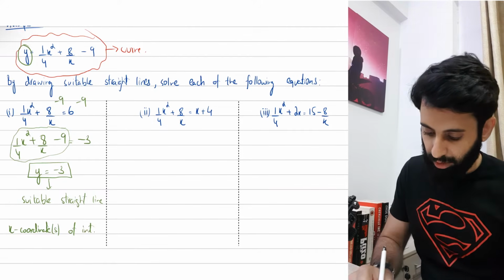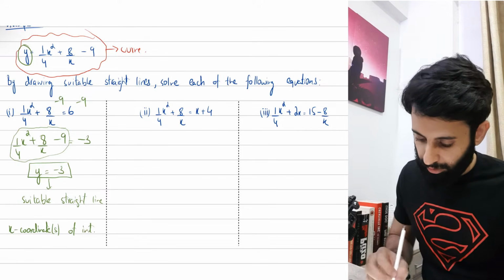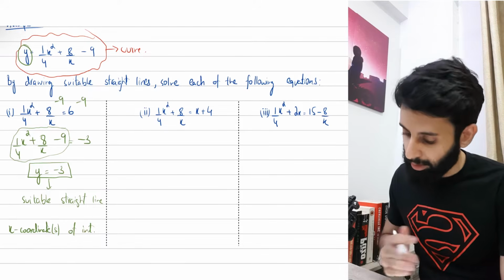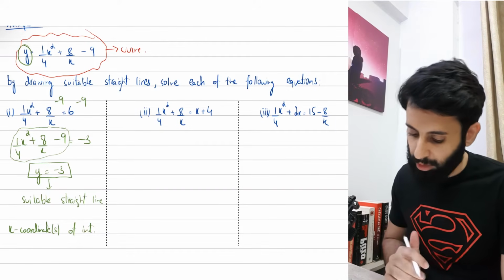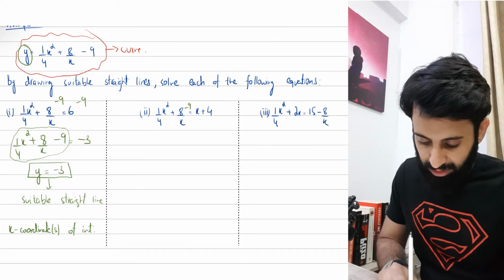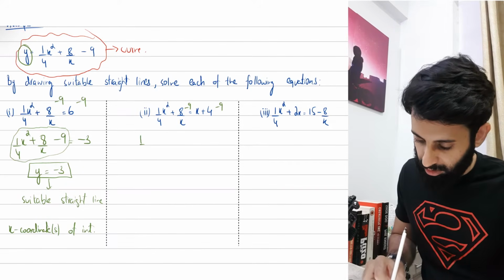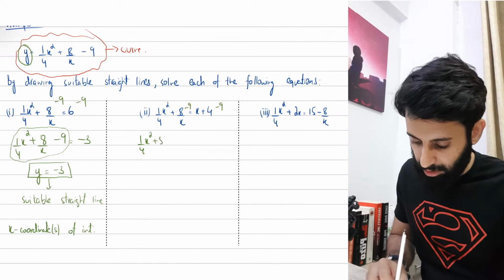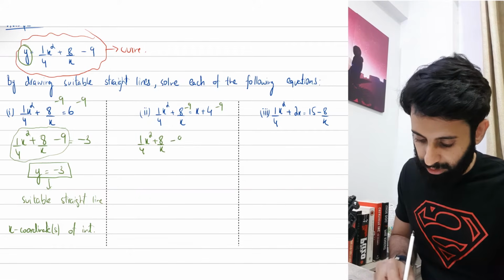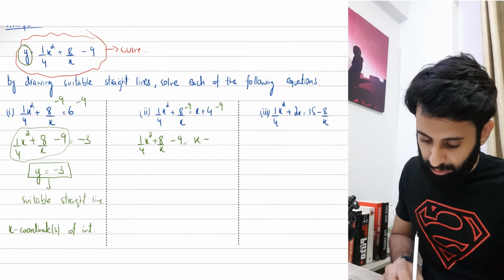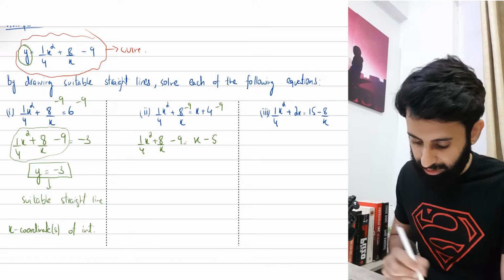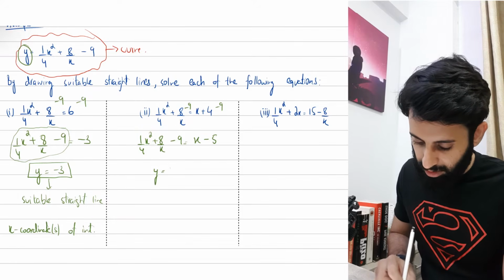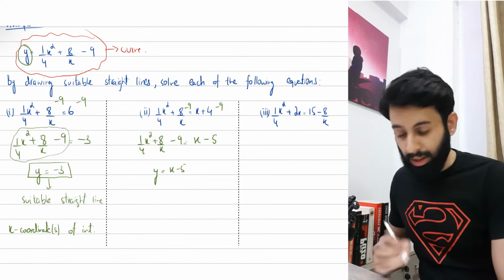Now let's have a look over here. Again, if we analyze, we have 1 over 4x squared in both, and plus 8 upon x in both. What's missing is the minus 9, so we'll do minus 9 on both sides. The second you do that, the left hand side looks like 1 upon 4x squared plus 8 upon x minus 9, equal to x plus 4 minus 9, so that's x minus 5. So y is equal to x minus 5 is what you're looking at.